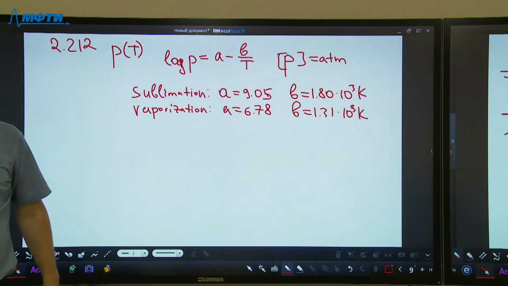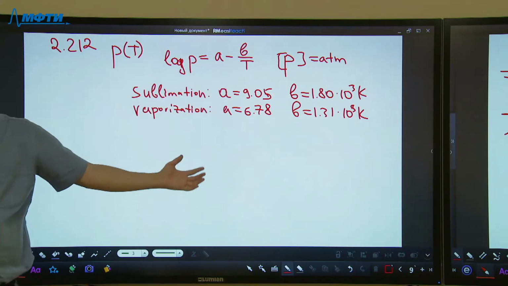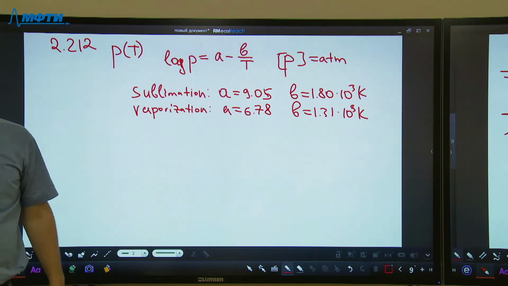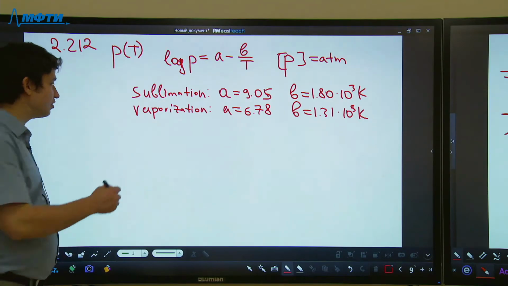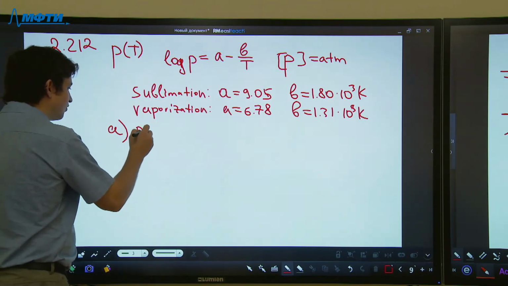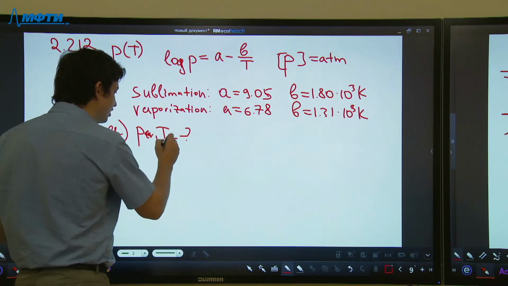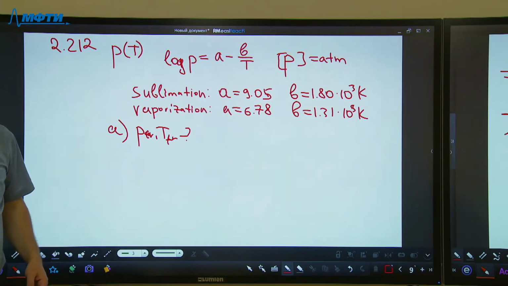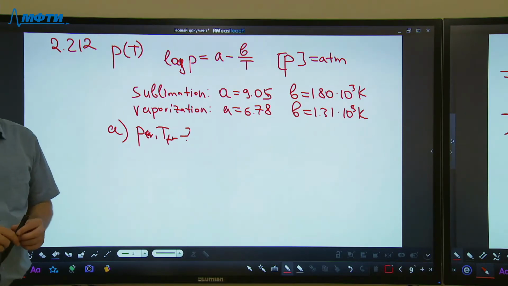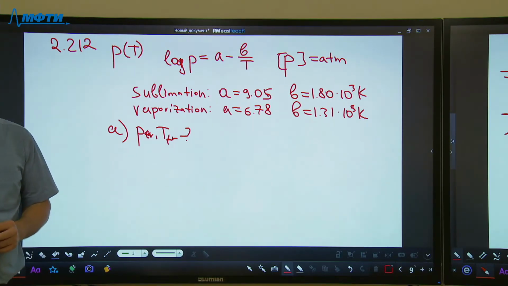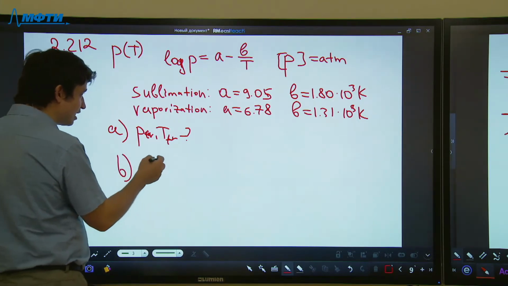Okay, so what do we need to find out? We need to understand what A minus B over T is. We probably need to plot this if we want a better understanding of what happens in this problem. And moreover, we need to calculate the pressure and temperature at the triple point, and the values of the specific latent heats of sublimation, vaporization, and melting. So I need to calculate those in the second part of the problem.